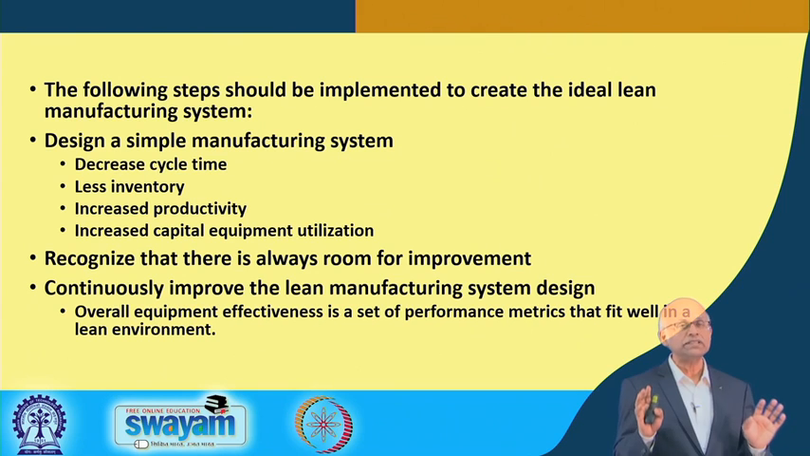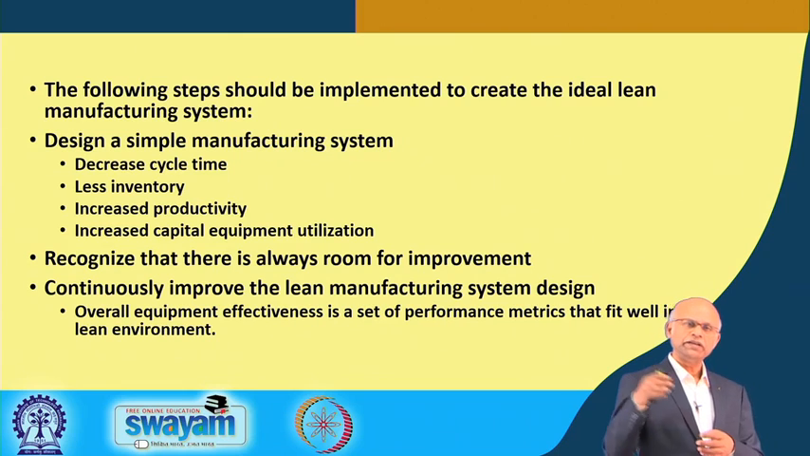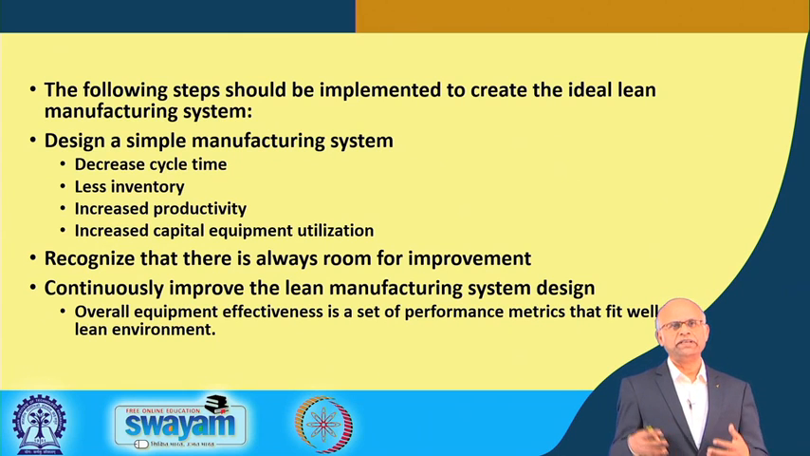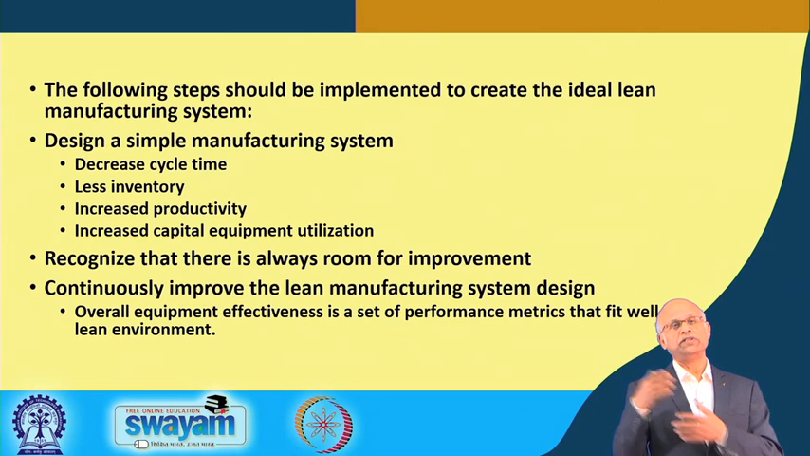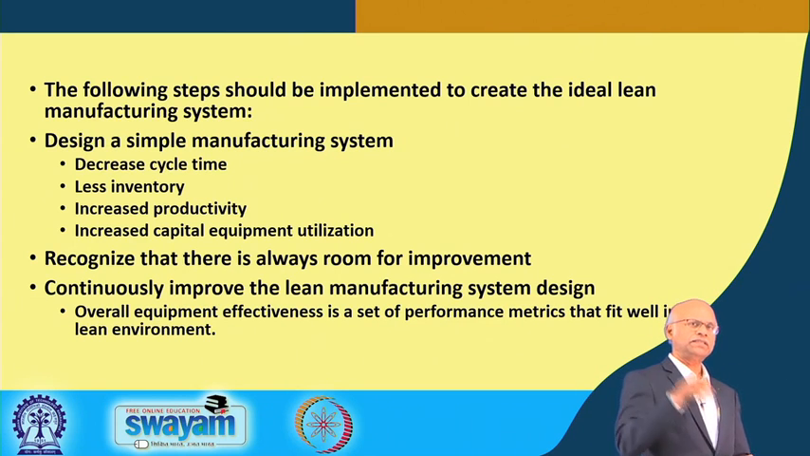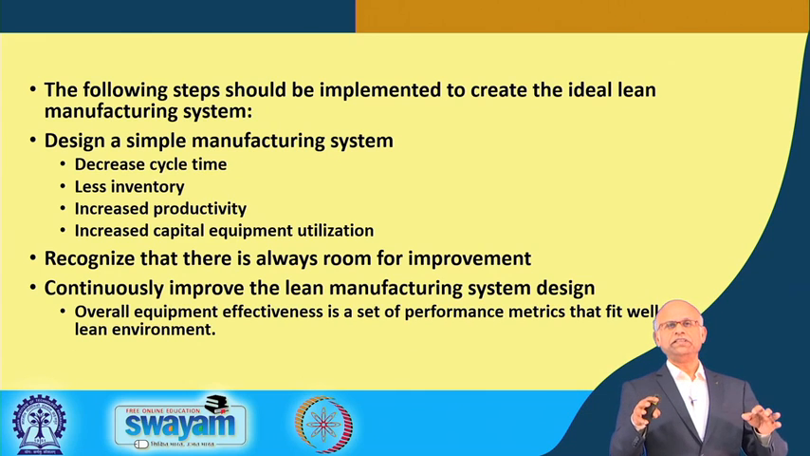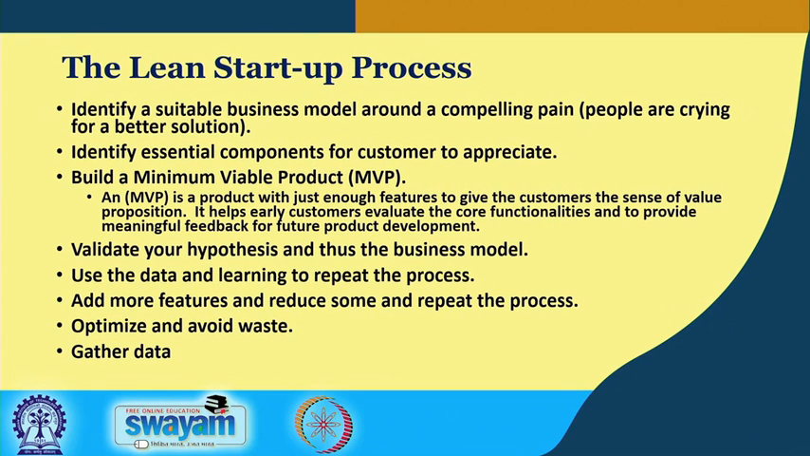Design a simple manufacturing system, decrease cycle time, less inventory, just-in-time inventory, increase productivity, meaning reduce machine time, reduce human interference, reduce downtime. So, increase capital equipment utilization, meaning do preventive maintenance, so there is less downtime. Recognize that there is always room for improvement, which is the Kaizen philosophy. Continuously improve even the lean manufacturing process that you have put into place.